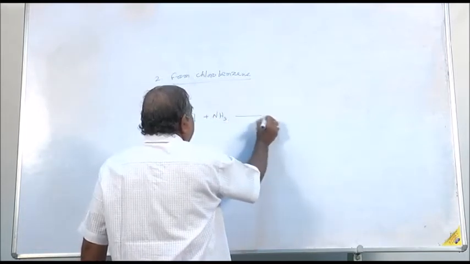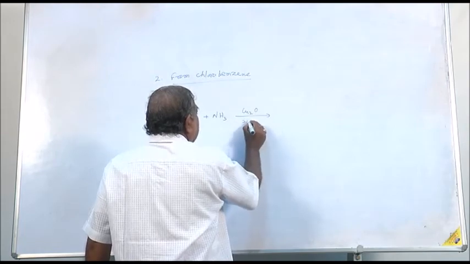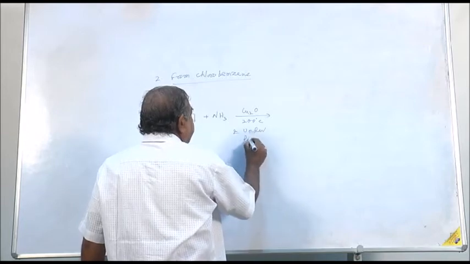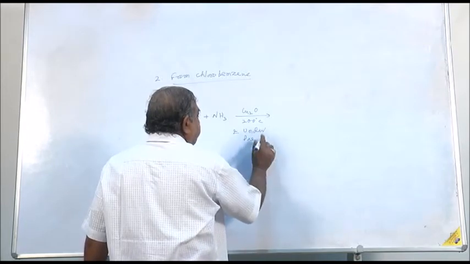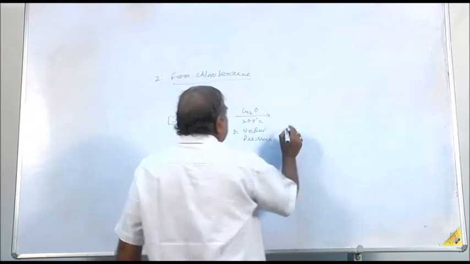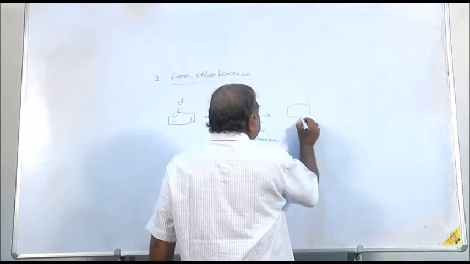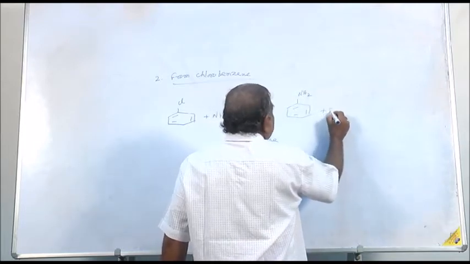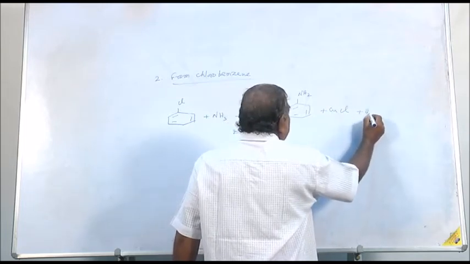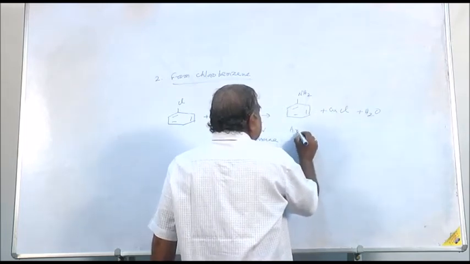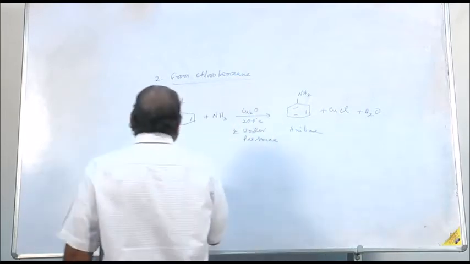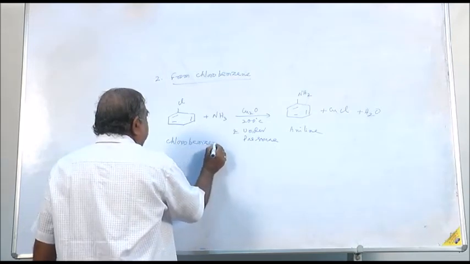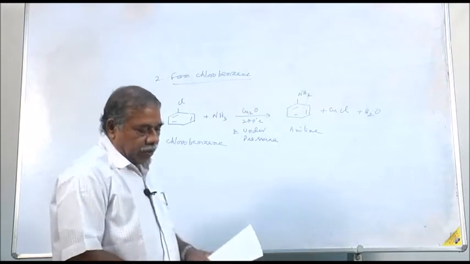When treated with ammonia in presence of cuprous oxide at 200 degrees centigrade and under pressure, you will get the chlorine replaced by amino group. You will get aniline plus cuprous chloride and water. This is your aniline. The starting material is chlorobenzene. So this is another method.